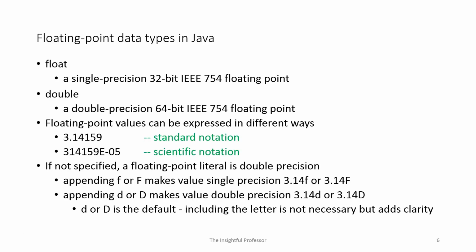If we wish to have fractional values, then we use something called a floating point number. And Java has two varieties of this. Something called float, which is a single precision floating point number, represented using 32 bits, and double, which is a double precision floating point number, represented using 64 bits. Both of these floating point data types in Java adhere to the IEEE 754 standard.